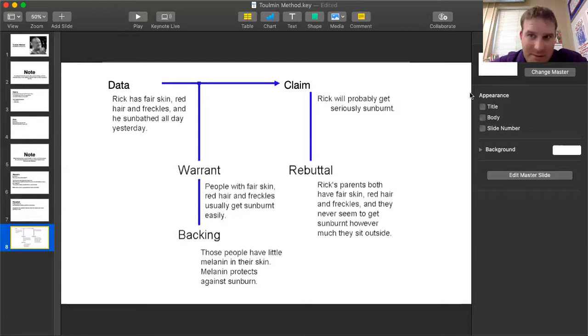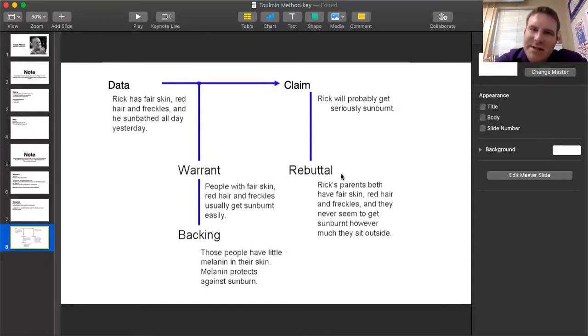So if you were to write this, you can have backing, which is even more evidence, more data that backs it up. Those people who have little melanin in their skin, melanin protects against sunburns. All right, so Rick will probably get a serious sunburn. This is because he has fair skin, red hair, and freckles, and sunbathed all day yesterday. People with those physical characteristics usually get sunburnt pretty easily.